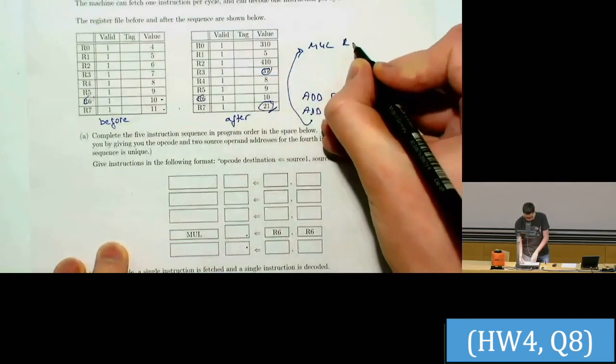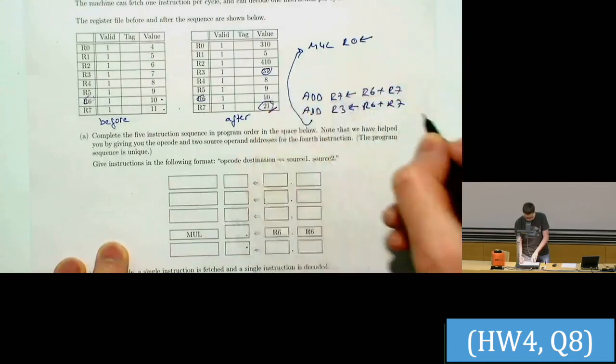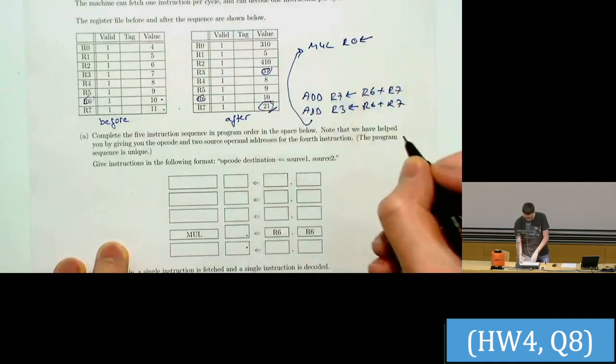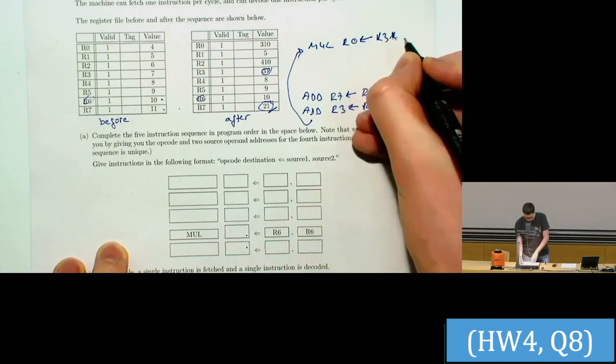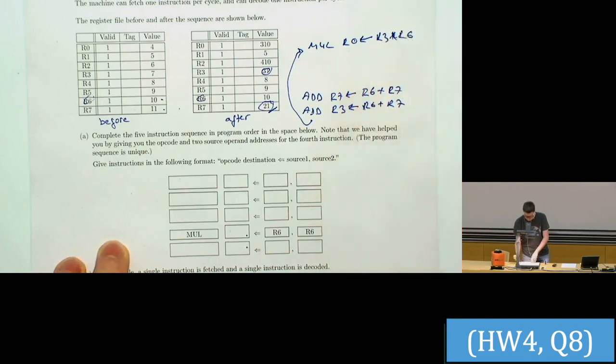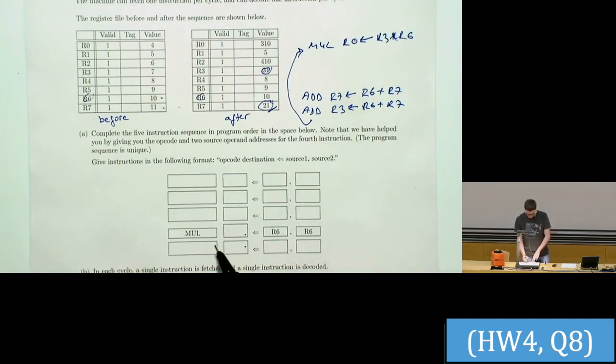We said that we can get 310 to R0 by multiplying R3 and R6. Okay, and then we know that we have something here, so this will be the fourth instruction.